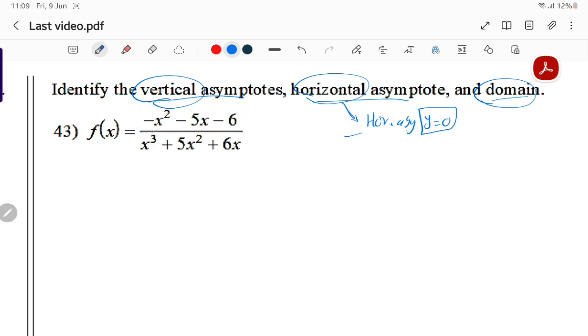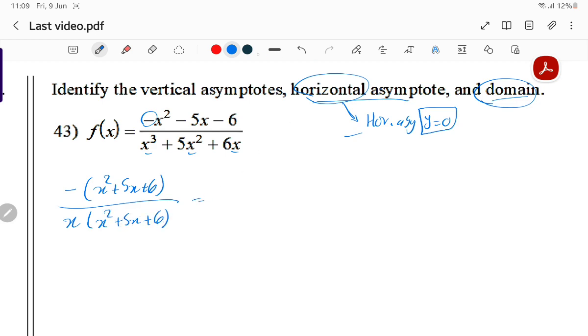How to factorize this? You have a negative sign. You should take this negative sign out. If you can take x as a common factor, you need to take x as a common factor before you factorize. Now the easy part. This is negative, and the two brackets are x plus 2 and x plus 3. So x, and x plus 2 with x plus 3.